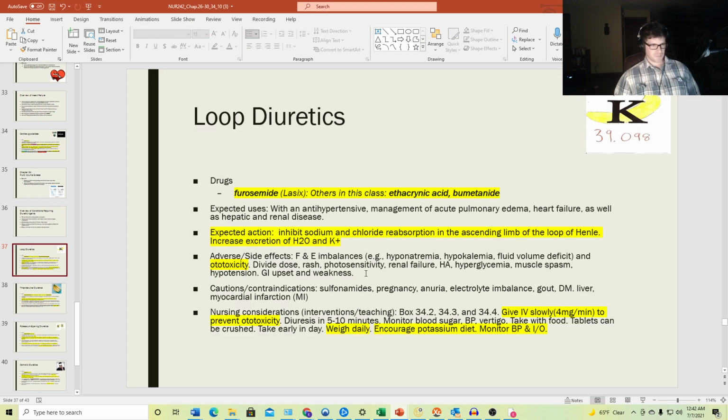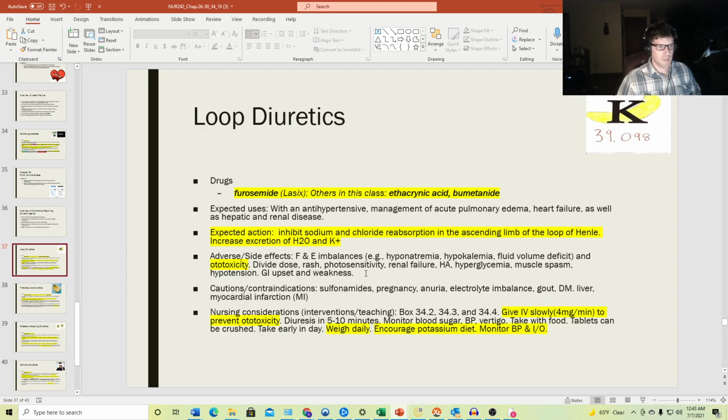Again, expected action is inhibit sodium and chloride reabsorption in the ascending limb of the loop of Henle. Increase excretion of water and potassium. Where sodium goes, water follows. So it's kicking out sodium or not letting sodium back in after it's been filtered out.